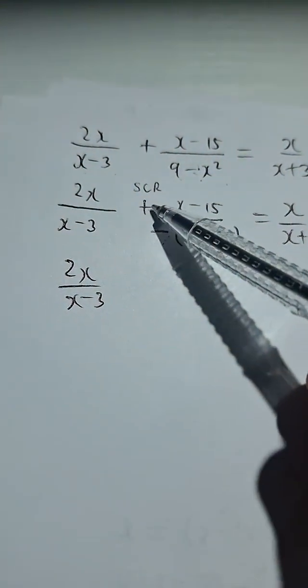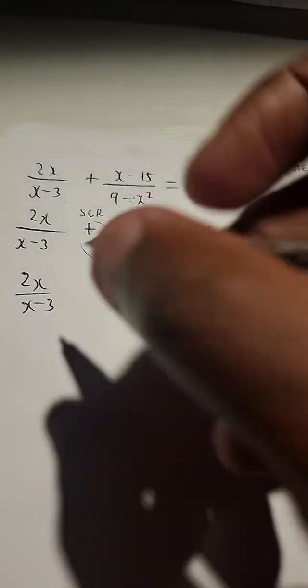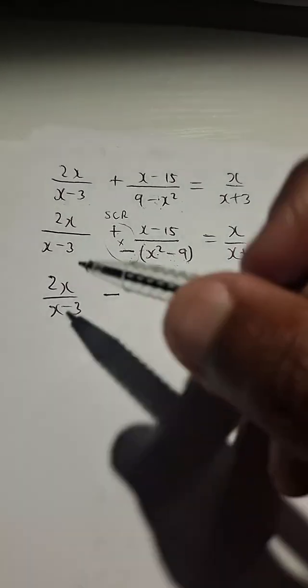2x over x minus 3. What is positive times a negative? We have two signs. We must resolve these signs. What is positive times a negative? That should give us one sign now that is negative in between these two fractions. Are we together? Then we have x minus 15.